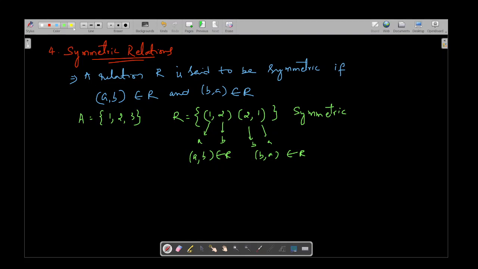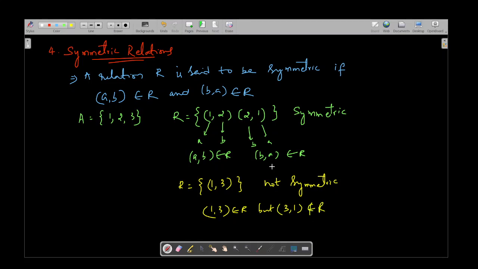Take one more example. Let's say I have R equal to {(1, 3)}, only this, and this is not symmetric, because (1, 3) is in R, but (3, 1) is not in R. So such relations are not symmetric.